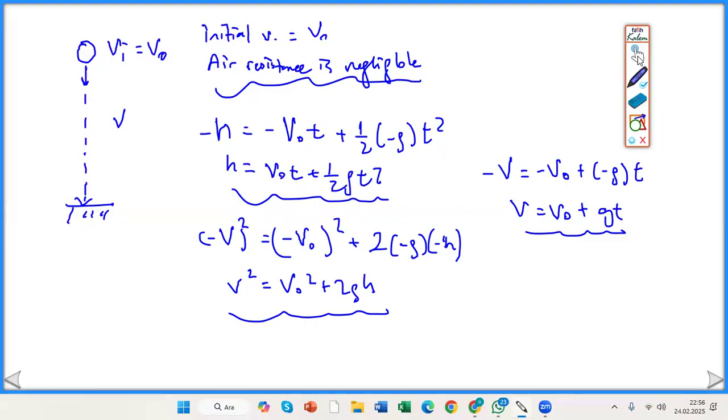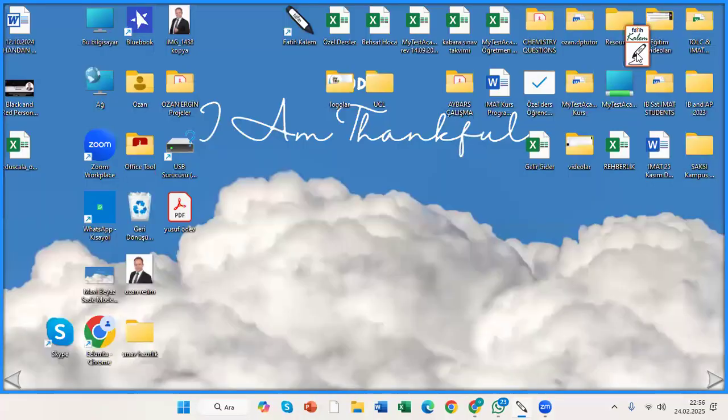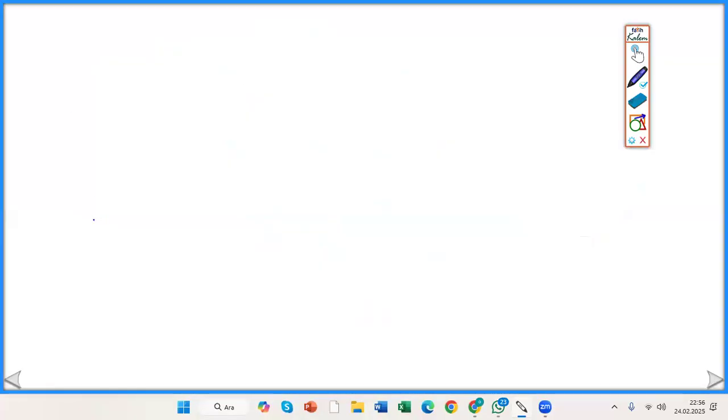We can also throw a ball into the air. Let me show you another motion. Assume that right now the ball is at the bottom, and we throw it into the air vertically. It goes up, and after it reaches maximum height, h max, it is falling down. For that motion, be careful.